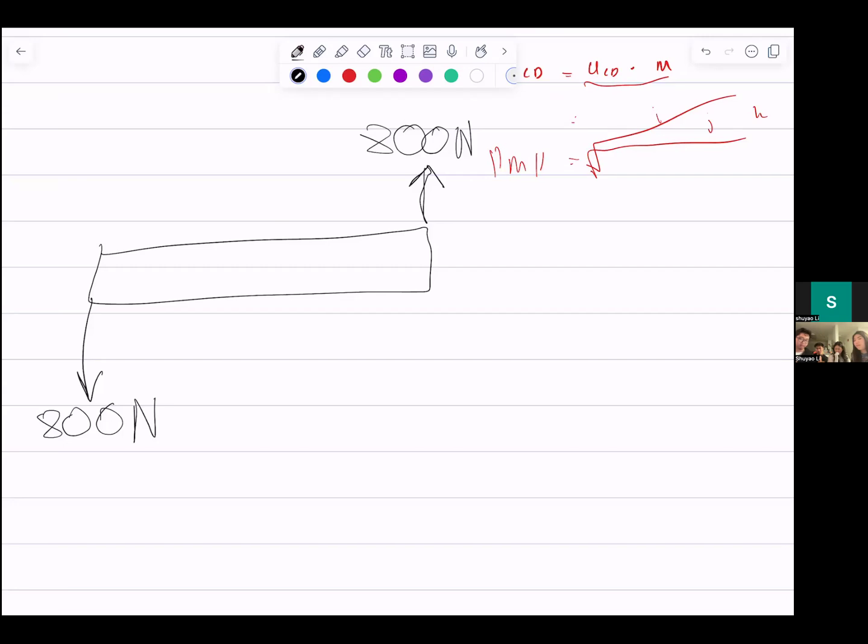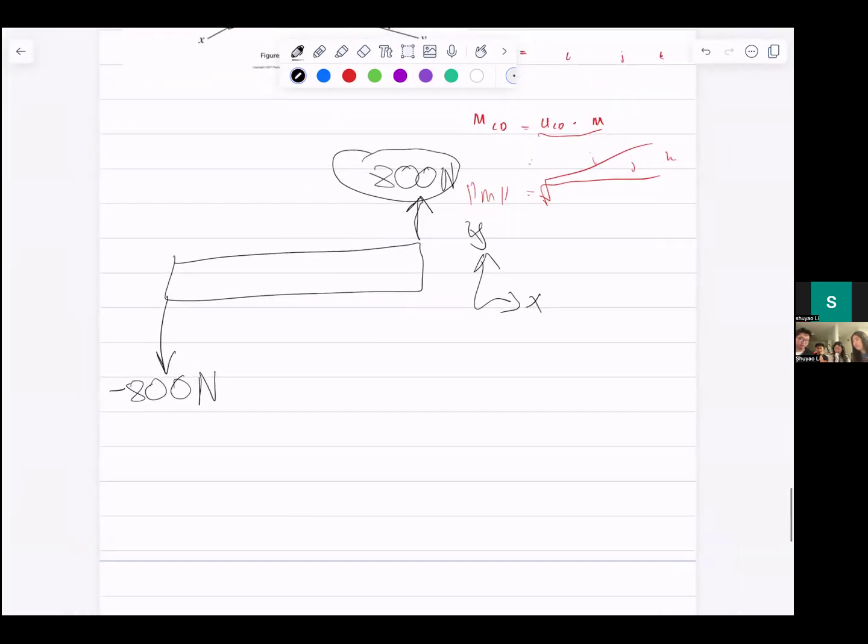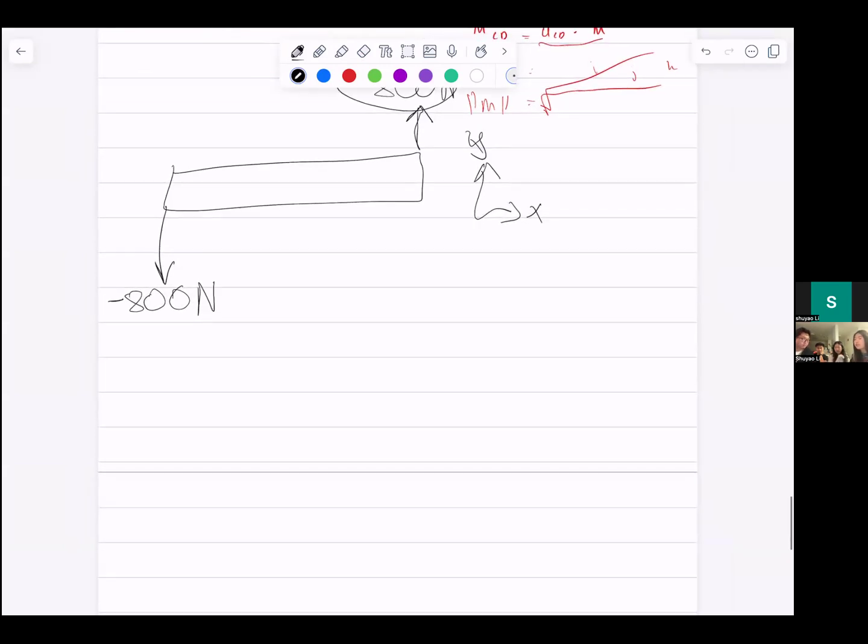The only difference is that they are equal but opposite in direction. So we can say in this scale of an XY coordinate, this is negative 800 newtons, and this one right here is positive 800 newtons. That's the general idea of a force couple, that they are equal and opposite in force and direction. Do they have to be separated by a distance in order to be a force couple? Yes, it has to be by a perpendicular distance.